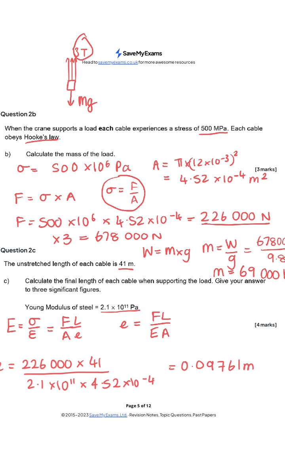0.09761 metres, but it did want the final length, so we're going to need to add that to 41. So we'll get 41.09761, which we could round up to 41.1 metres.